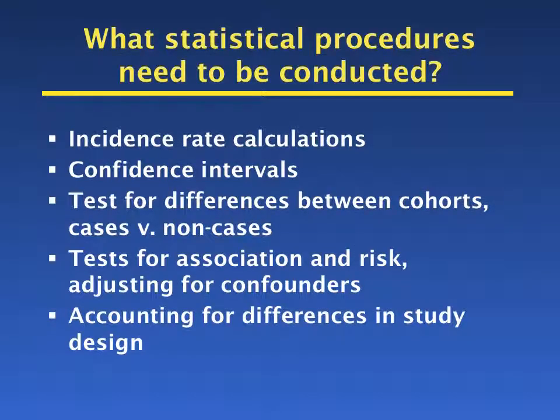Another question scientists ask is what statistical procedures need to be conducted. One of the main calculations will be the incidence rate for each cohort, which is the number of incident cases divided by person time. Person time is the sum of the amount of time each participant contributes to the study while at risk, which is the amount of time they are free of diabetes while in the study. We will also need to calculate confidence intervals, which is used to indicate the reliability of the incidence rate estimate.